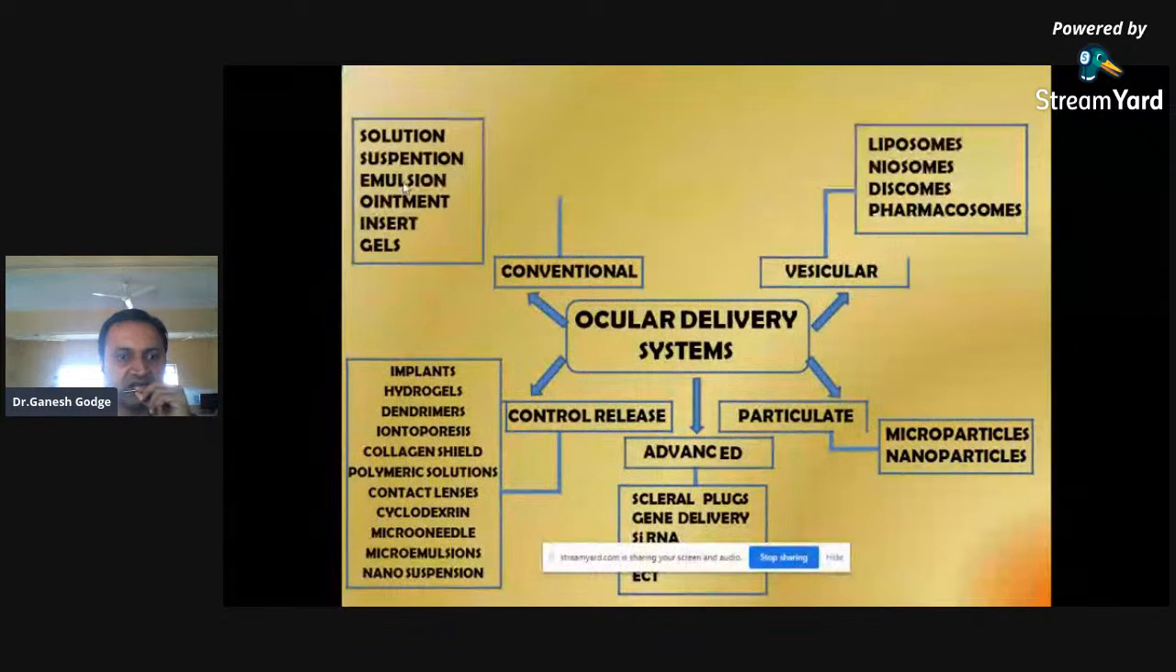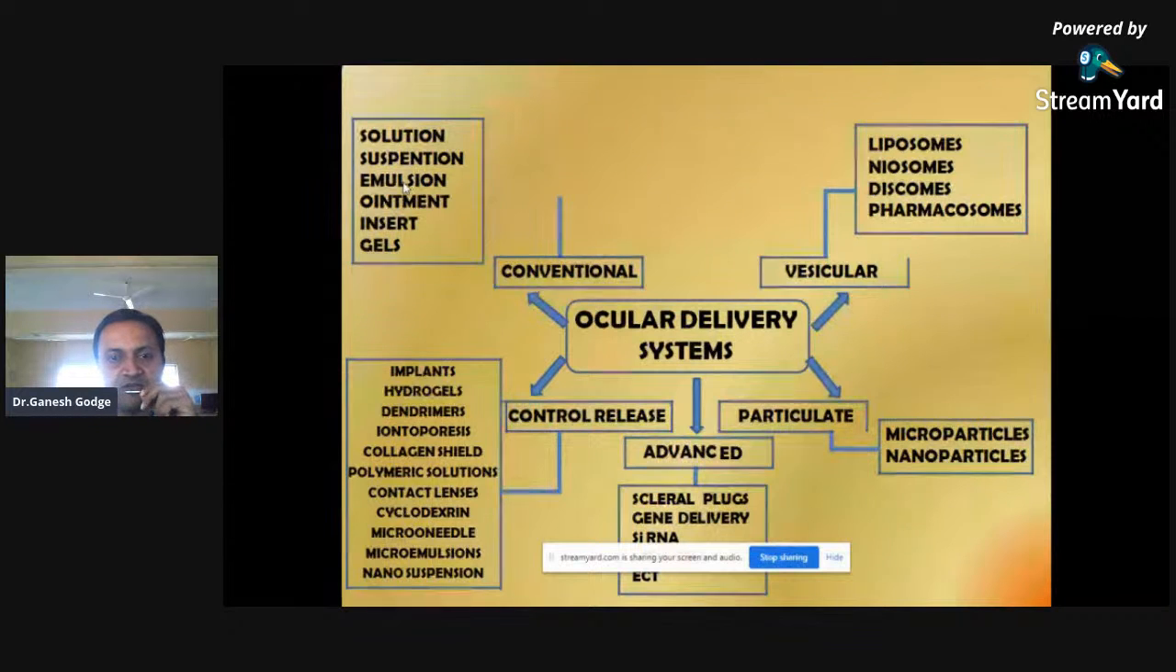Now ocular inserts like implants or ocuserts, and gels, they also have some sort of blurring of vision, due to which it is quite problematic to deal with conventional ocular preparations, and due to which NODS, meaning new ocular drug delivery systems, have emerged into the market.